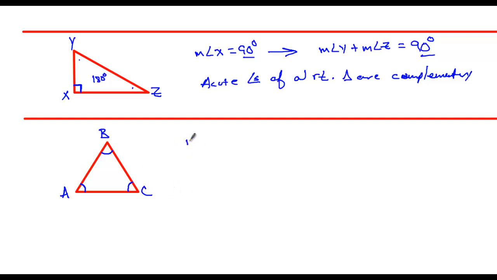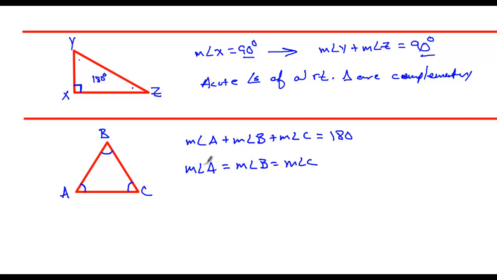Now, I know that the measure of angle A plus the measure of angle B plus the measure of angle C equals 180 degrees, right? But I also know that the measure of angle A equals the measure of angle B and equals the measure of angle C.